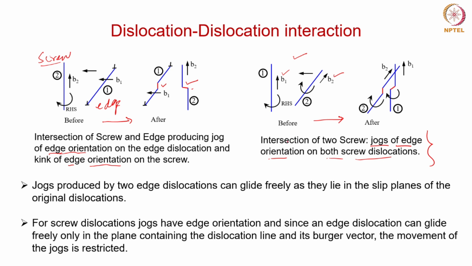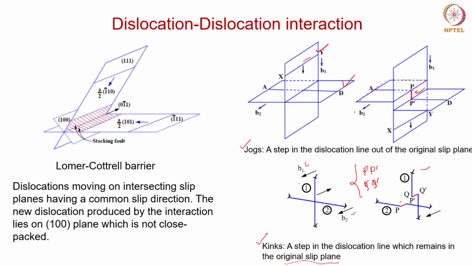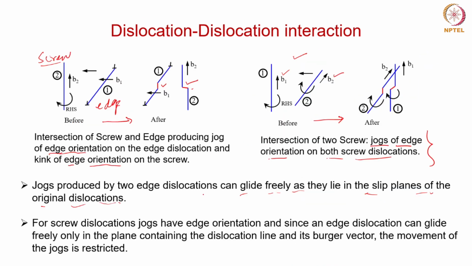For example, the jogs which are produced by two edge dislocations can glide freely because they lie in the slip planes of the original dislocations, right? That is what you could see from the images over here. The jog which is produced is still lying in one of the slip planes of the dislocations through which the jog is created, right? And that is why this would still be able to move freely, okay? So the movement of such jogs or such dislocations is not going to be really hampered.